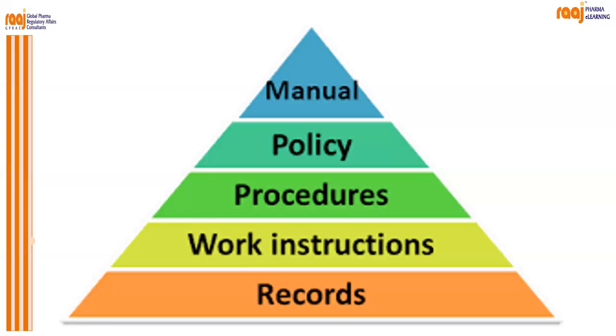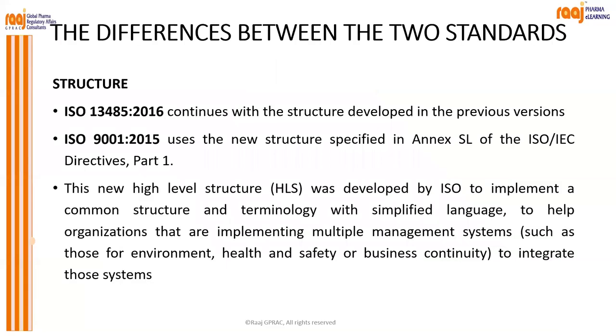So now you can imagine why the record is at the bottom of the pyramid, because there are huge records to be maintained for each and every person, each and every process, each and every product. So now you can visualize how this pyramid is, and accordingly you have to implement your quality management system in your company. I hope it is pretty clear now.